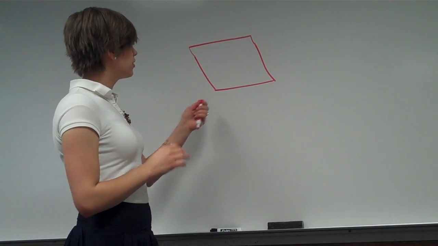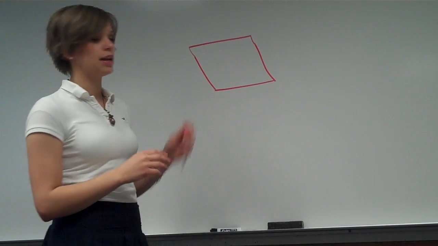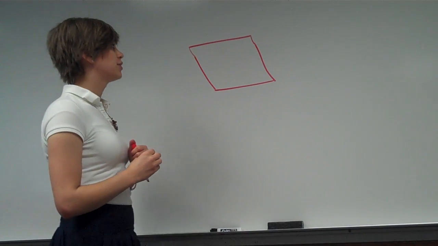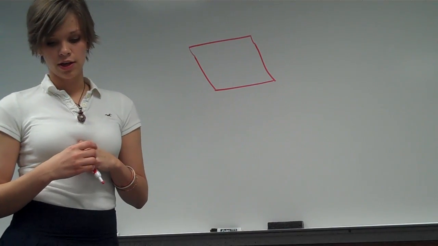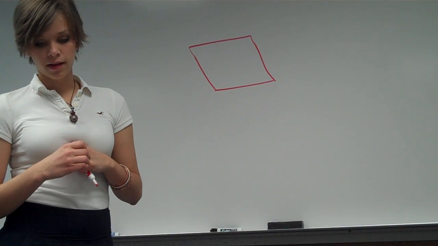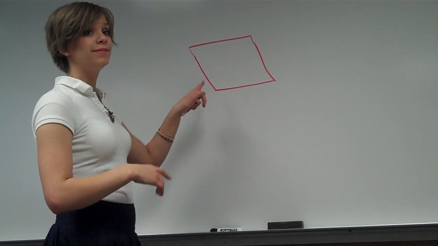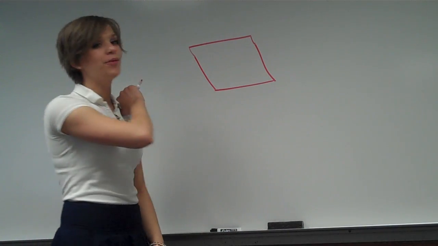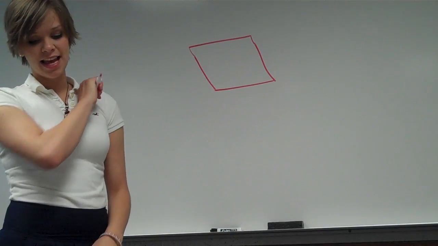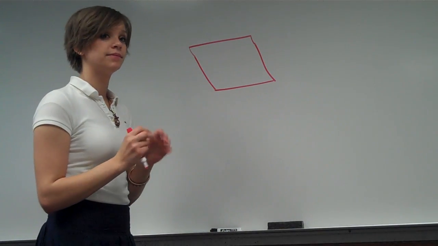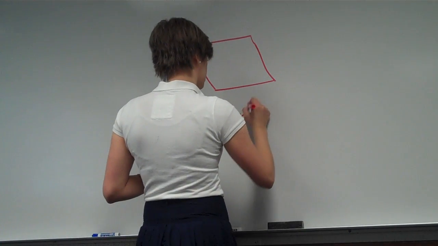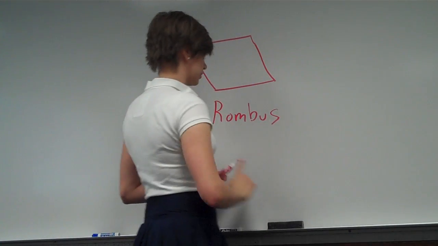So how many different sized angles does this shape have, Allison? 2. This shape has 2 sizes of angles. What is this shape, Allison? It's a rhombus. Good job. All right, correct. We know that this is a rhombus. Now, what is our last step, Allison? To label it. You're right. I'll label it right here. Rhombus.